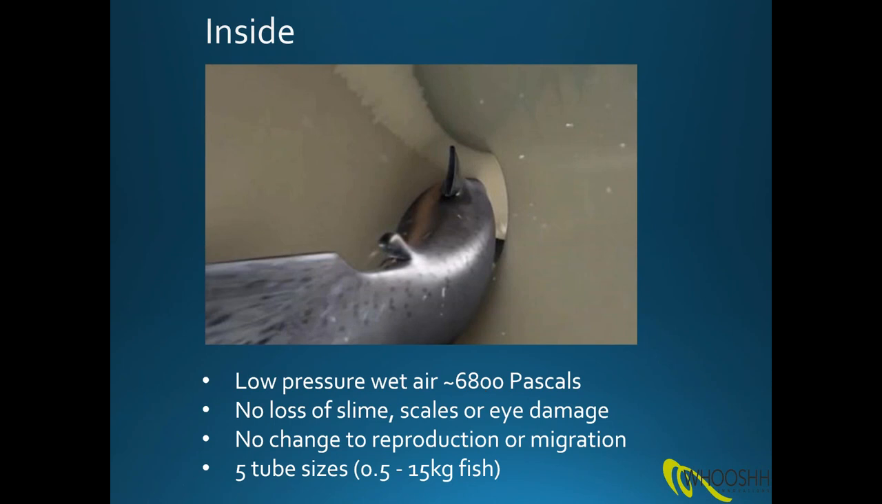The manufacturer claims and has shown that there is no loss of slime or scales, and it doesn't appear to interfere with or impair the reproductive performance of the salmonids they have tried. They manufacture different tube sizes that should accommodate fish from 500 grams to over 15 kilos, and I'm told that they are in the process of manufacturing a new hose that will also cater for even smaller fish than this. This is how it works.